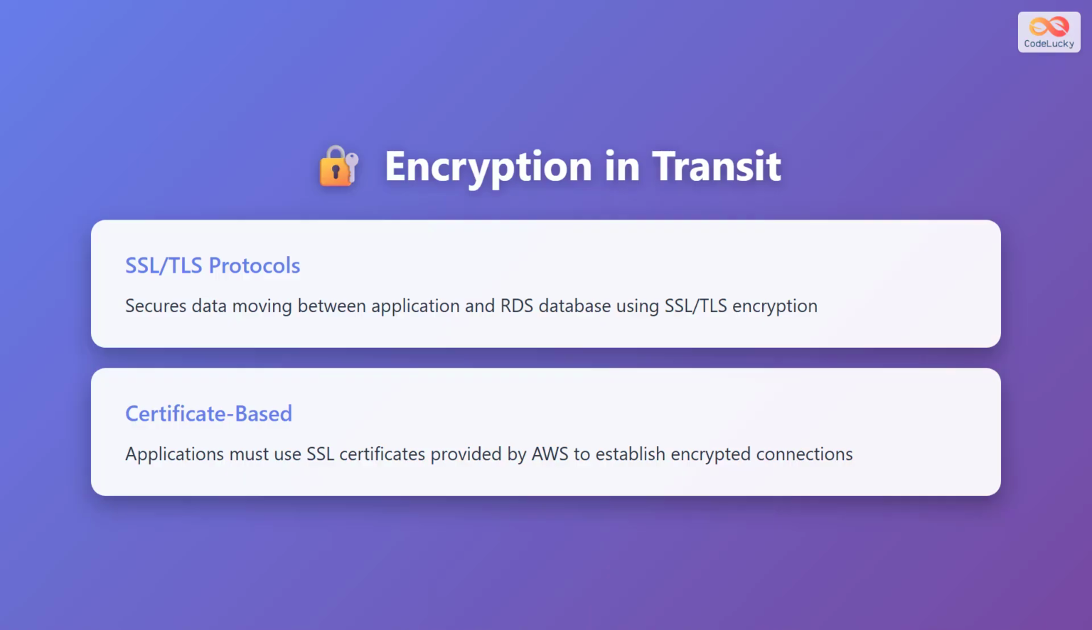Encryption in transit protects data as it moves between your application and the RDS database. This is accomplished using SSL or TLS protocols, which are secure communication standards. To enable this protection, your applications must use SSL certificates provided by AWS. These certificates establish an encrypted tunnel between the client and the database, preventing anyone from intercepting or reading the data as it travels across the network.